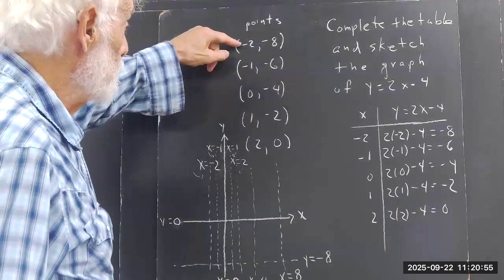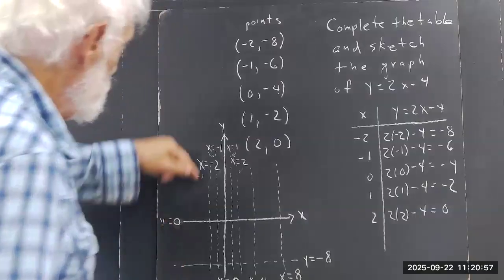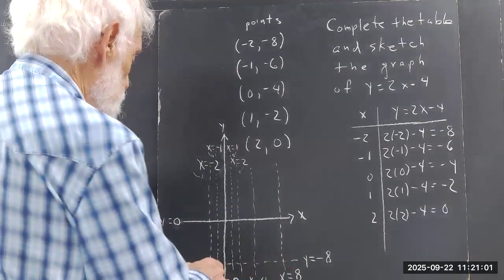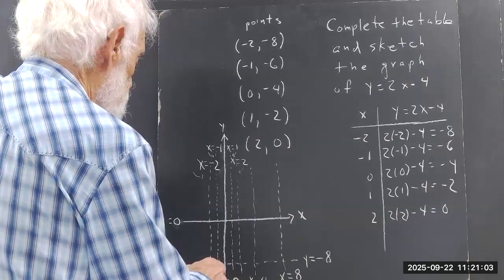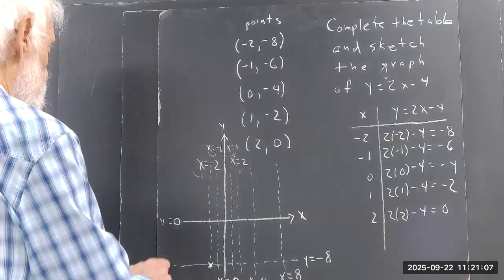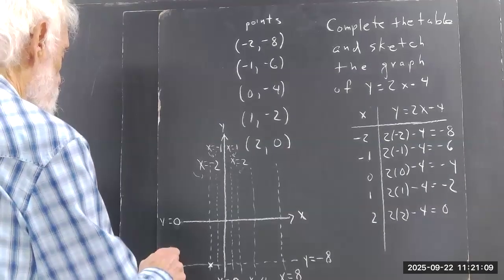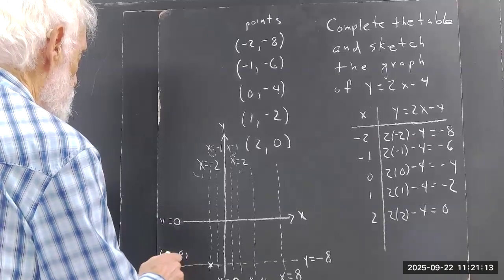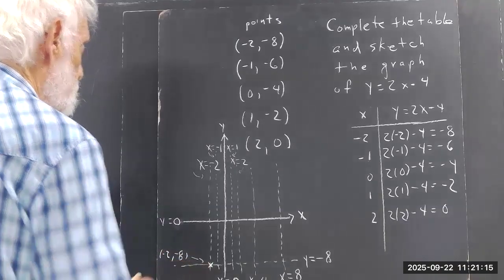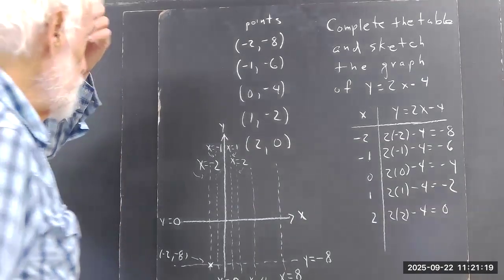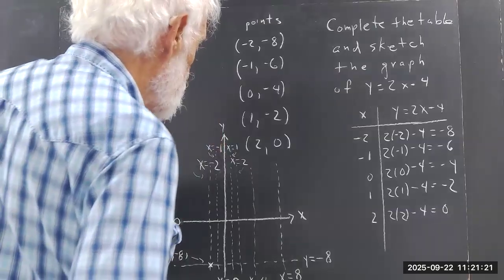When x equals -2, y is -8. We've got our line for x equals -2 and our line for y equals -8. So here's a point on the graph. It's this point, and we could label it -2, -8. Then we have -1, -6, and so forth.